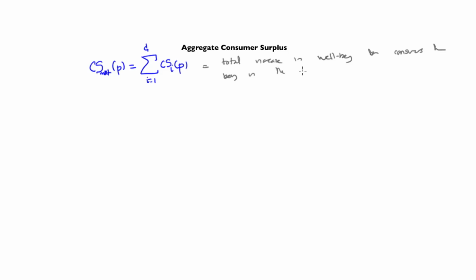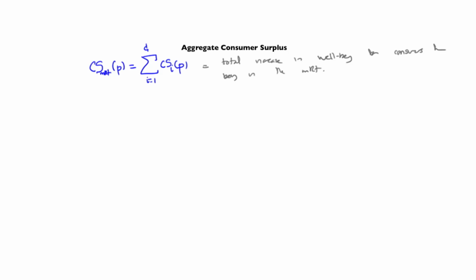Now, the consumer surplus for the market, or aggregate consumer surplus at a price P, is going to be given by the sum over all consumers of the consumer surplus for person i at price P. You can think about it as the total increase in well-being for consumers from being in the market versus being in the no trade allocation. It is just the sum over all of them.